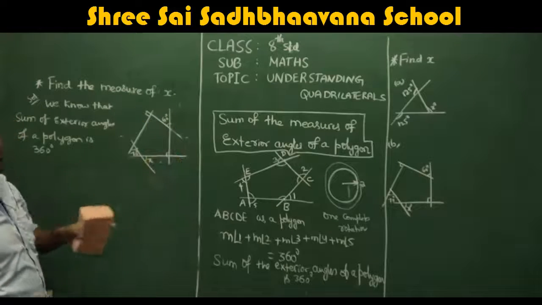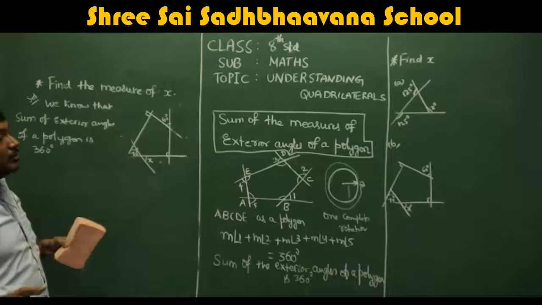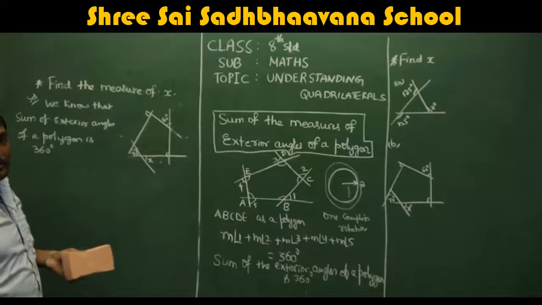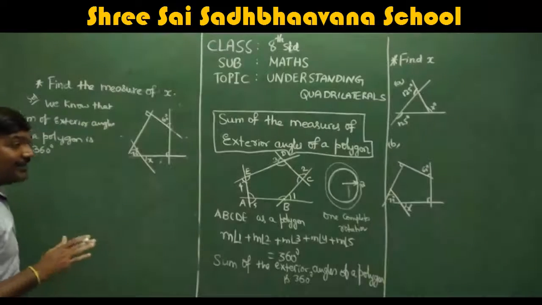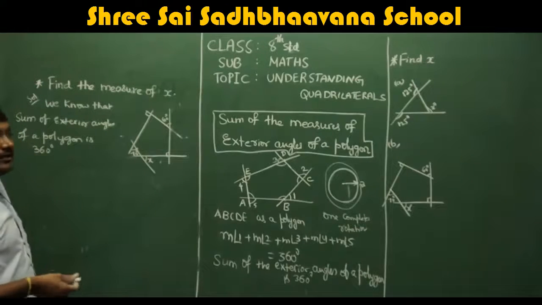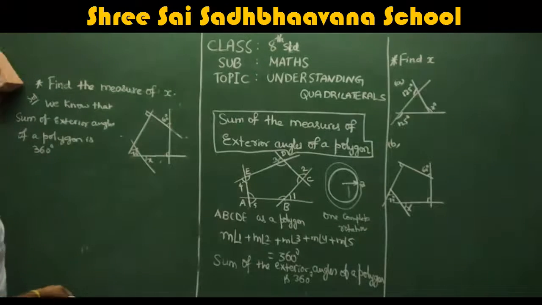Remember, for right angles they are not writing the values. Don't think that it is also unknown. It is known. Whenever they put the right angle symbol, it is clearly known that it makes 90 degrees. So we know that the sum of the exterior angles of a polygon is 360.